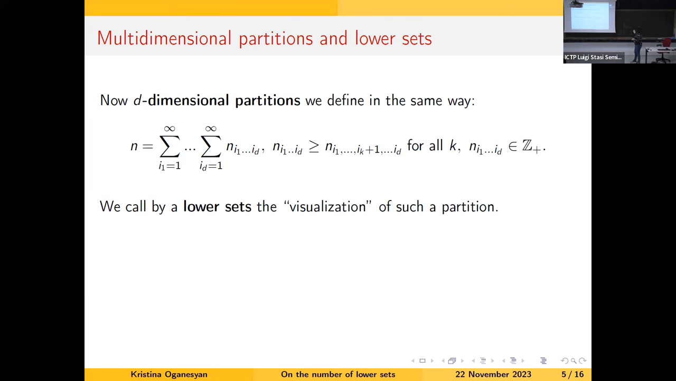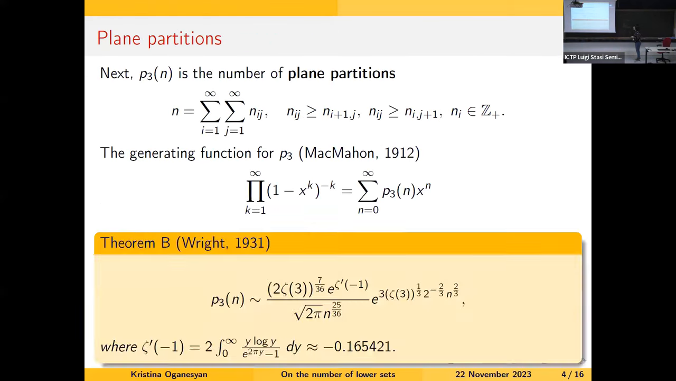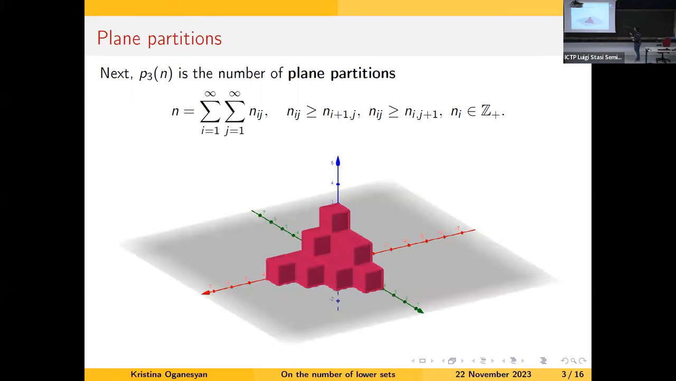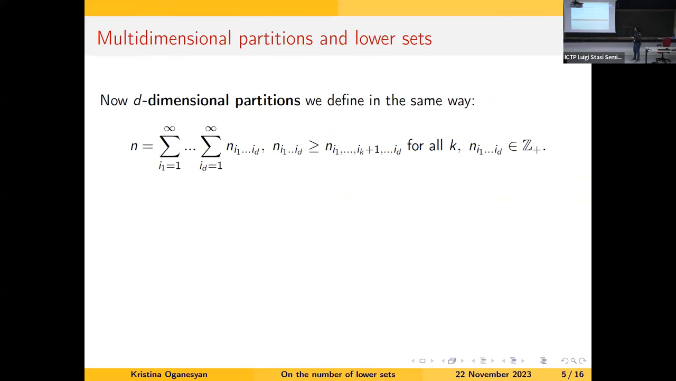Because my title was lower set. It is actually the visualization of this partition. So in the one-dimensional case, when the partition was one-dimensional, we had this two-dimensional picture here. In the case of plane partitions, like two-dimensional partitions, we had this three-dimensional figure. Okay, so now this 2 in P2 of n stands for the dimension of this Young diagram. And then in the case of 3, it's the dimension of this figure here. So d will stand for the dimension of visualization. Okay, but we didn't define this formula yet. Let us do this.